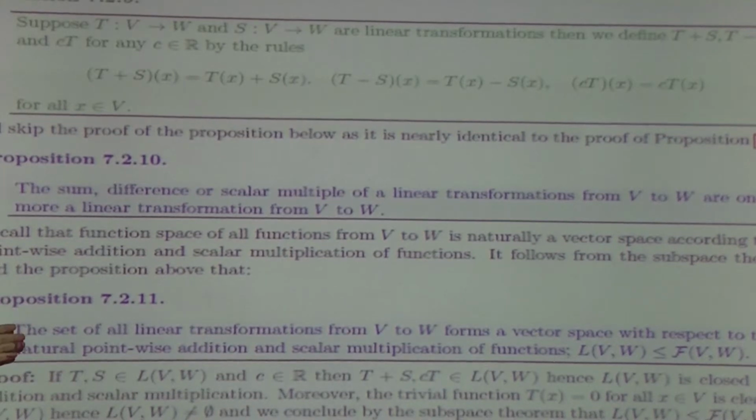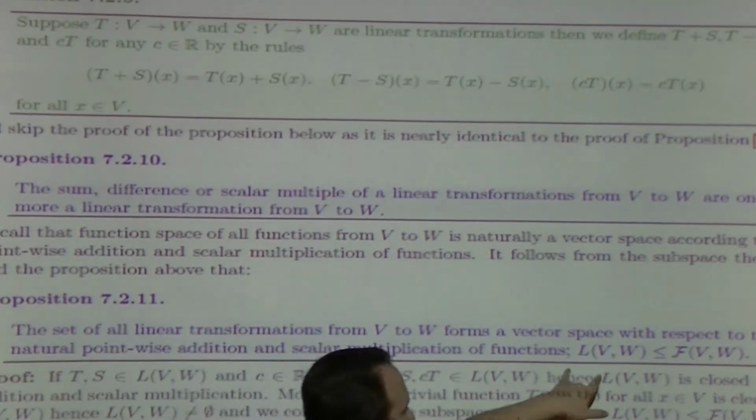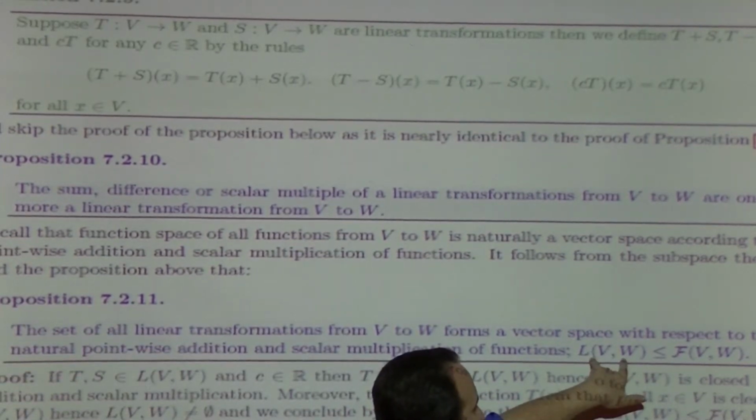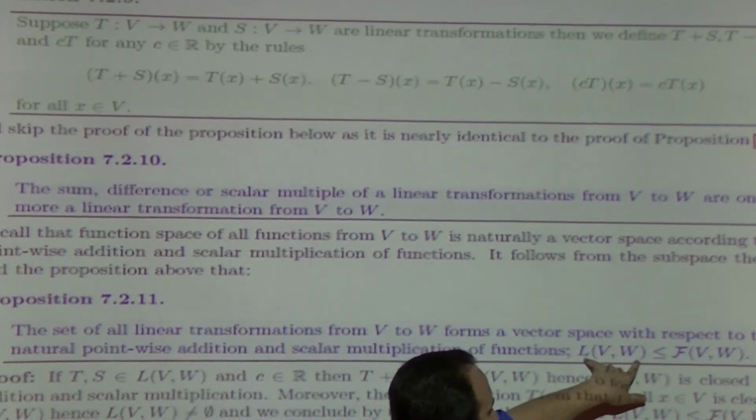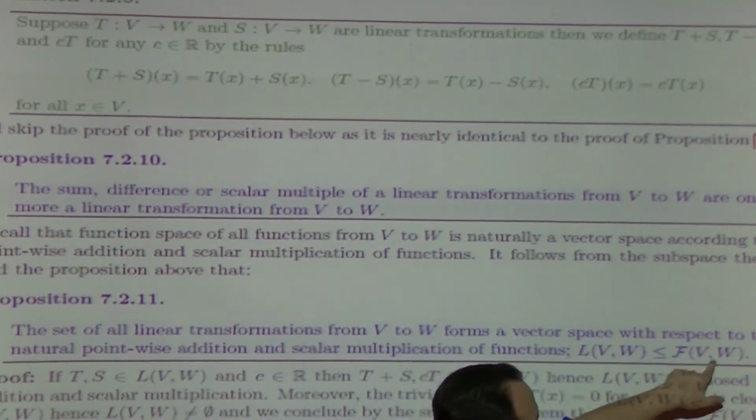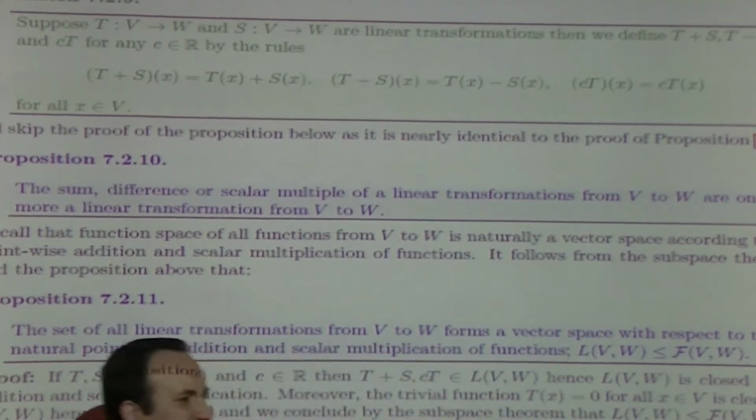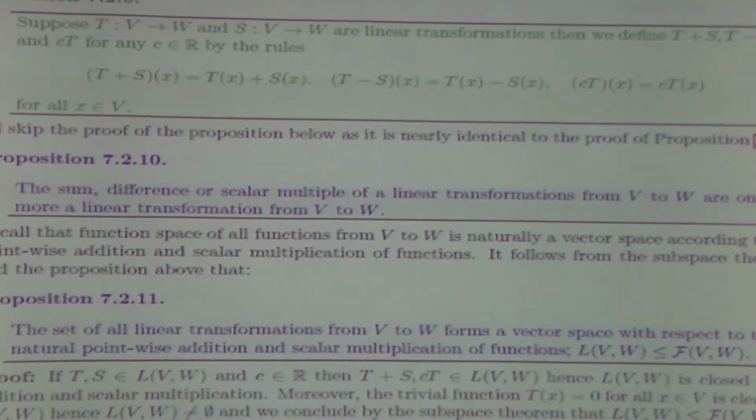Here it is stated as a proposition. Basically, this again is my notation for the set of all linear transformations from V to W. That is a particular subspace of all functions from V to W. Functions from V to W can contain all kinds of weird stuff, like nonlinear functions. You can take sine, you can do all kinds of crazy stuff.